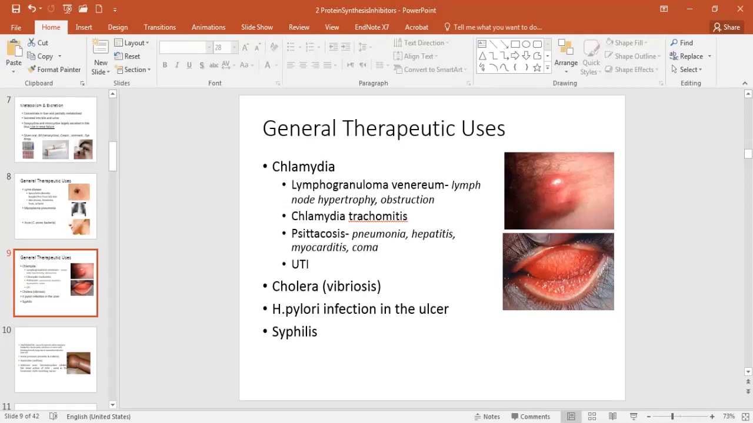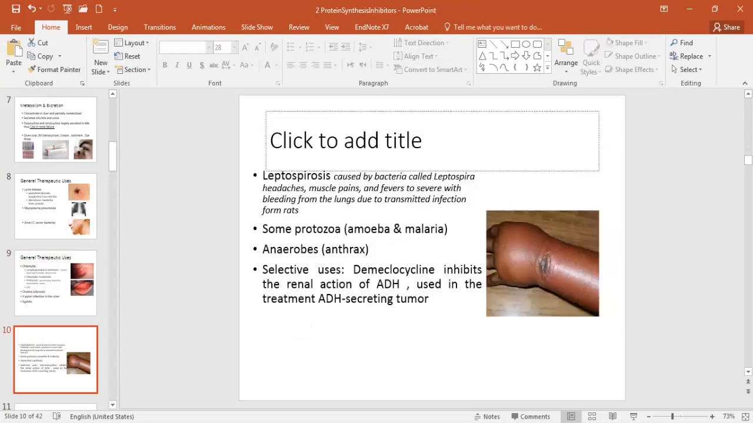From the previous lecture we said that for syphilis the drug of choice is penicillin, but if the patient is allergic to penicillin, we think about other choices, which could be doxycycline or tetracycline. Then we have leptospirosis, a disease caused by bacteria called leptospira that leads to headache, muscle pains and fevers, could be severe or high fever with bleeding from the lungs, due to infection transmitted from rats.